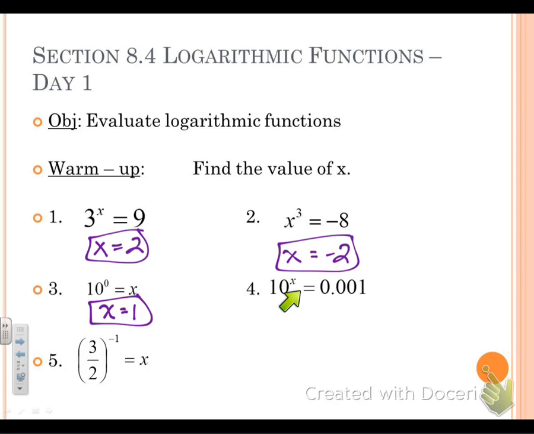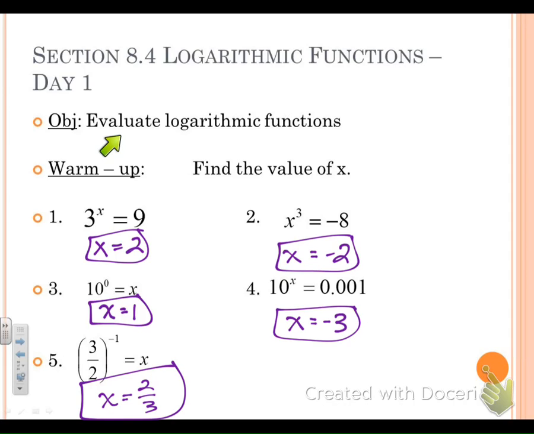10 to what power gets us 0.001? It's actually 10 to the -3rd power. This is something we'll learn, how to undo this. Or my bad, we'll be figuring this out next week. Anyway, 3/2 to the -1 power. This means we got to flip it. So x is actually 2/3.